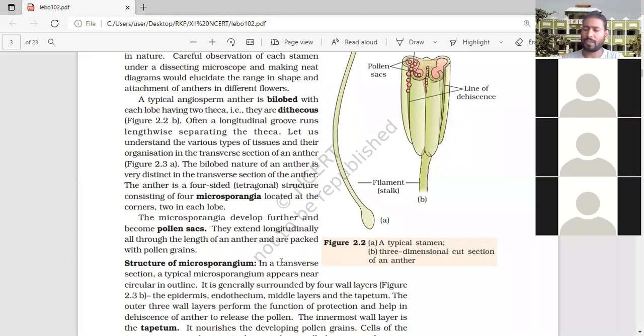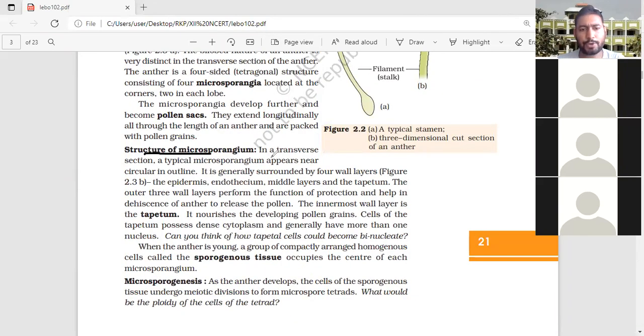Now look. The microsporangium develops further and becomes pollen sacs. I told you these pollen sacs have the sporogenous tissue. The pollen sacs extend longitudinally all through the length, and the anthers are packed with pollen grains. Is it clear? This is the structure of the microsporangium.